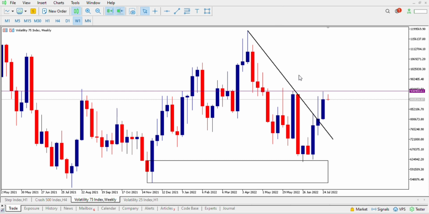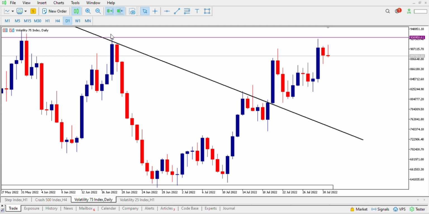But if it's moving nicely, like that, one impulse, one pullback, impulse and then pullback, impulse, pullback. You get what I'm saying? All right, let's move on to daily and see what's happening.